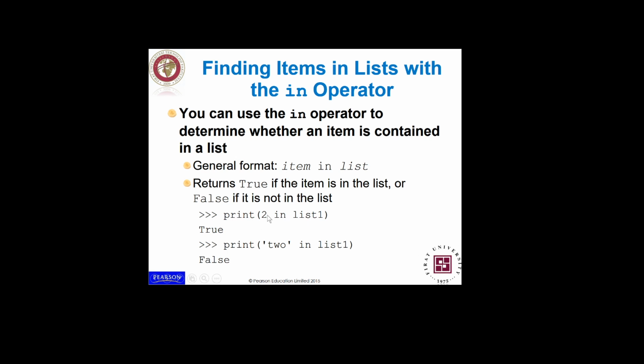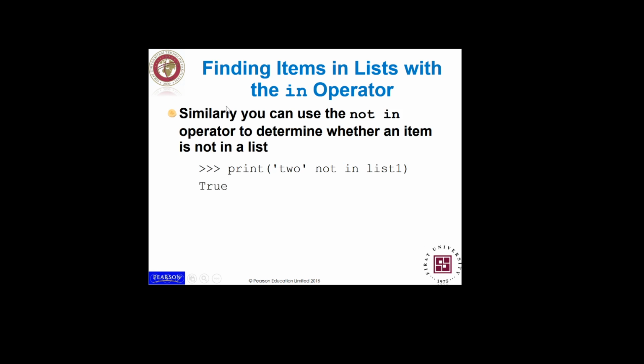Look at this. We are trying to locate whether 2 is available in list 1 or not. It's available because we defined it earlier, 0, 1, 2, 3, 4. And that will return true, so the printout here will be true. If we try to locate 2 as a string in list 1, it is not there, and that's why we will get an output of false in this case.